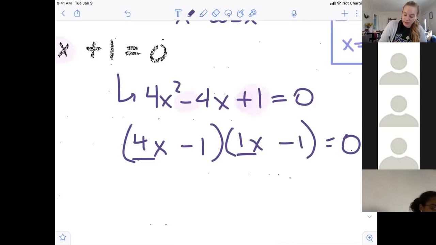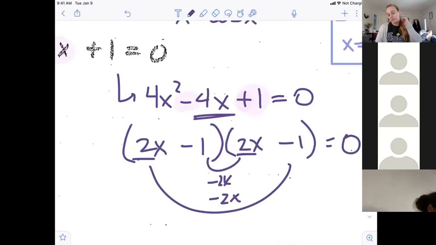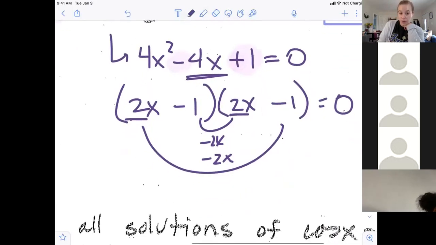Now, when I start to do my outside inside, I get negative x and then I get minus 4x. That's negative 5x, not negative 4x. So I can't do 4 and 1. Let's actually split it to be 2 and 2 and see what happens. Okay, 2 and 2. That gives me minus 2x and then 2 times negative 1. Oh, negative 2x. Oh, perfect. That's negative 4x. So this 4x squared minus 4x plus 1 factors down to be 2x minus 1 times 2x minus 1, or I can rewrite that as 2x minus 1 squared.